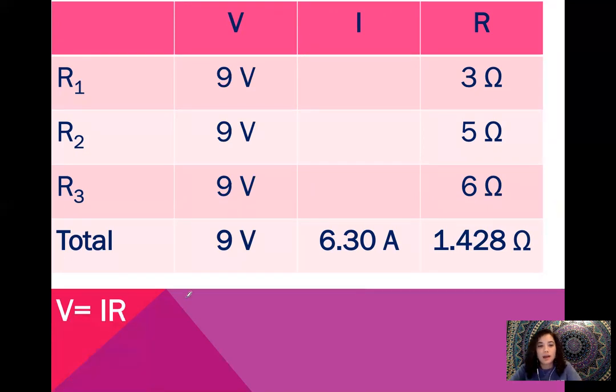For R1, we've got 9 equals I times 3. For R2, we've got 9 equals, I should probably make that a capital I so it doesn't look like a 1, huh? I times 5. And then last but not least, we've got 9 equals I times 6. All right, we're going to do division on all these to get I by itself. Divide by 3, divide by 3. 9 divided by 3 is 3.